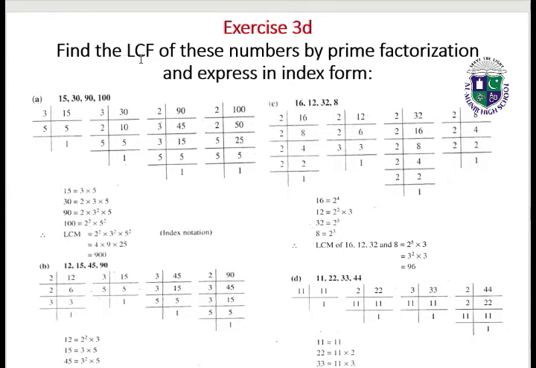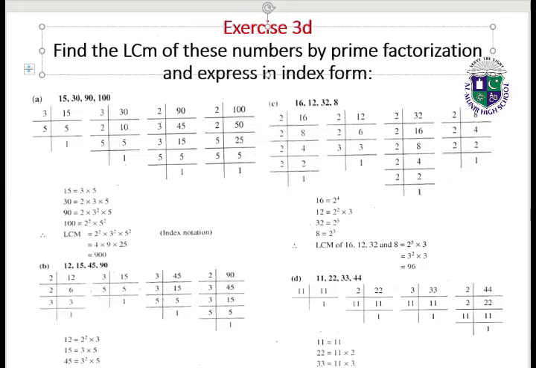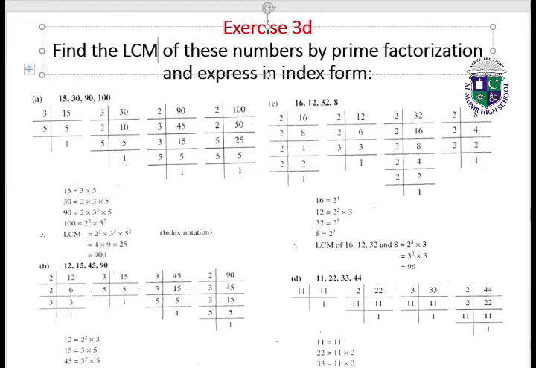Find the LCM of these numbers by prime factorization and express in index form. LCM index form. LCM, least common multiple, of these numbers by prime factorization and express in index form.